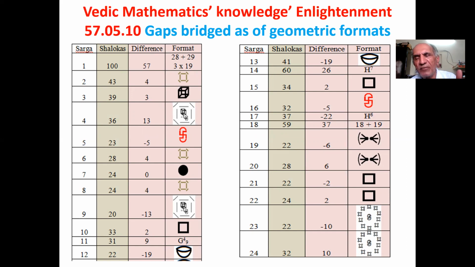Therefore, we have to reach the geometric formats of these gap values. The gaps are being bridged as geometric formats. On the computer screen is the first glimpse of such geometric formats being computed up till Sarga 24 of the Balakanda. But this is to have its reach up till the last Sarga of the last Kanda of Adi Valmiki Ramayana, and like that for every scripture. This is what we are initiating ourselves for.